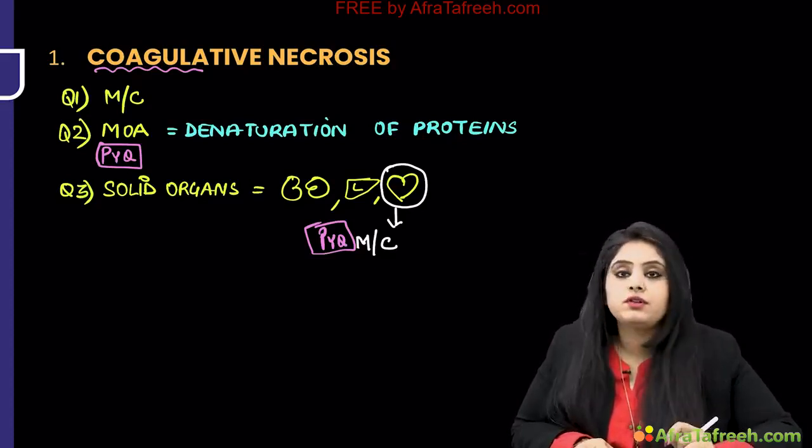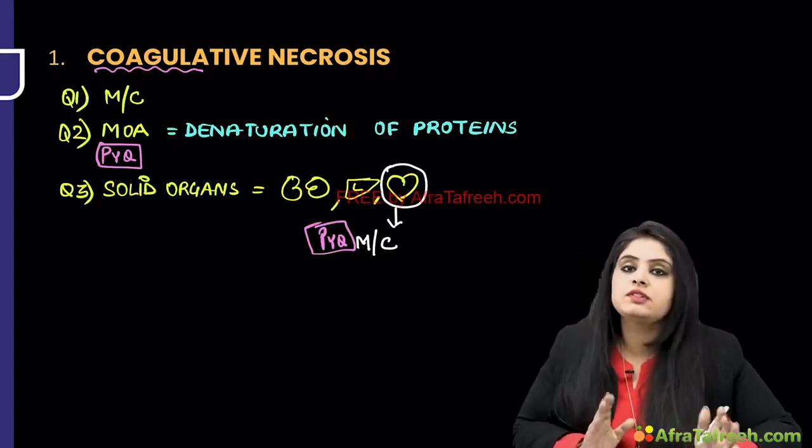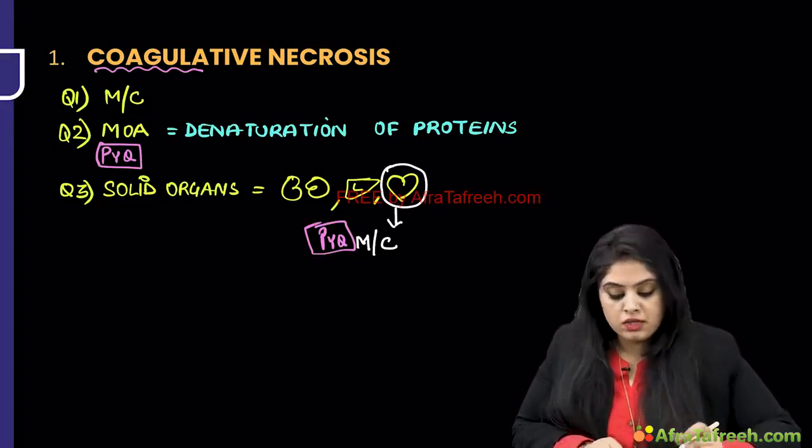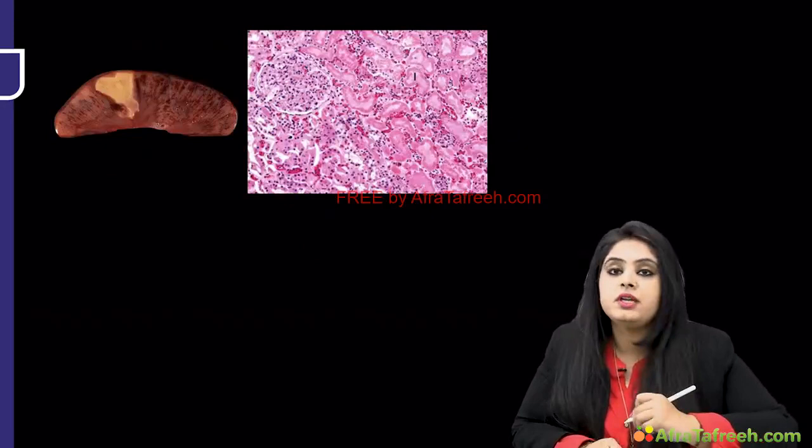Okay, so I've not written all solid organs. No, I've not written the brain over here. Brain does not come. I've not written pancreas over here. They also don't come. So I'll tell you exceptions. For the time being, learn solid organs like kidney, liver and the heart. Okay, now coming to question number 4 and 5, which I will teach you directly from the images.